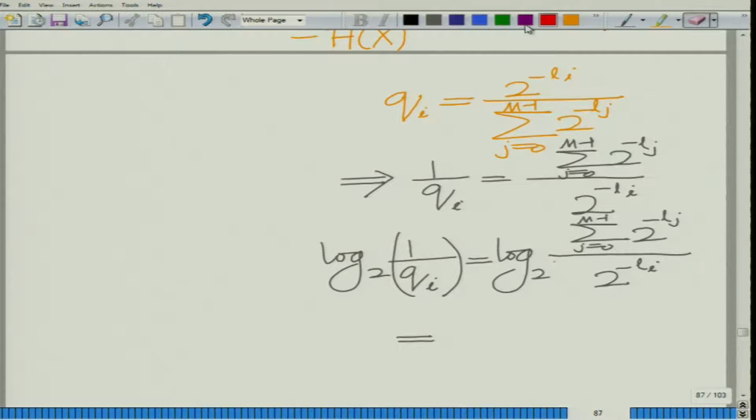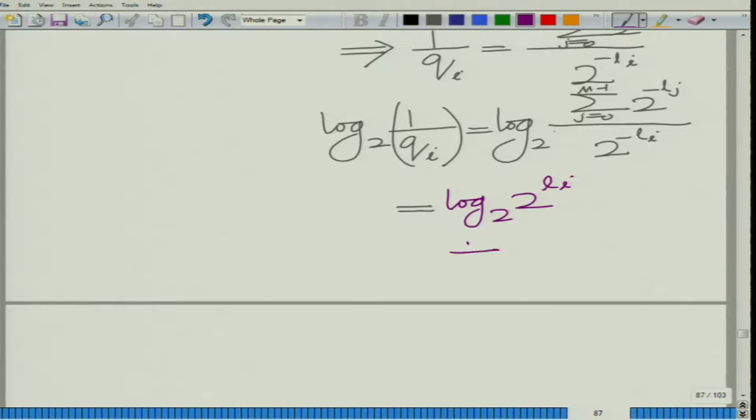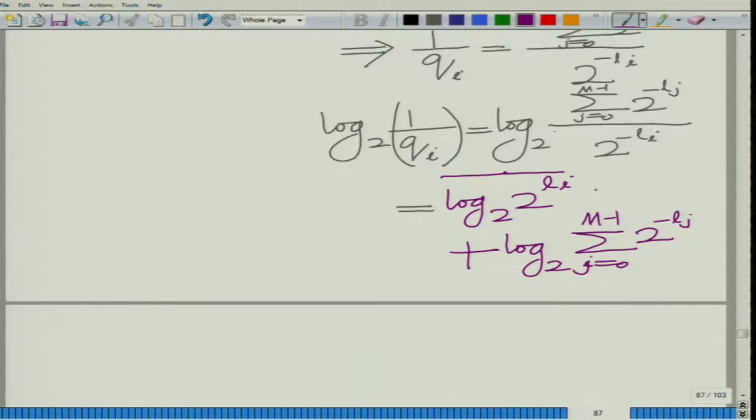Let me just write that also: log to the base 2 of 2 to the power of Li, plus log to the base 2 of the summation j equal to 0 to m minus 1 of 2 to the power of minus Lj. Now, if you look at this quantity, it is nothing but Li. So, this will be Li plus.